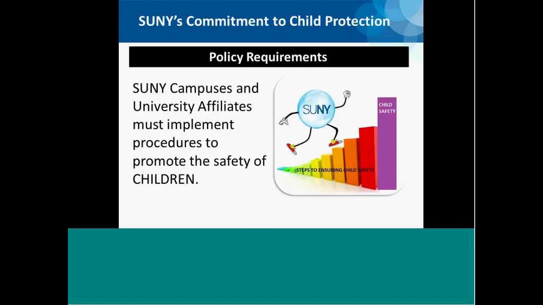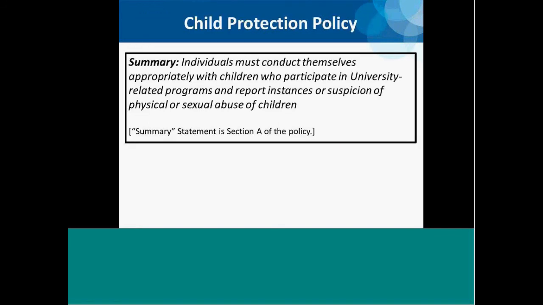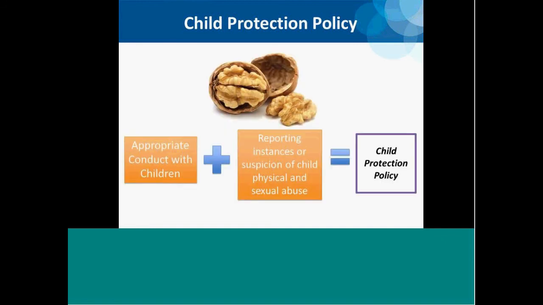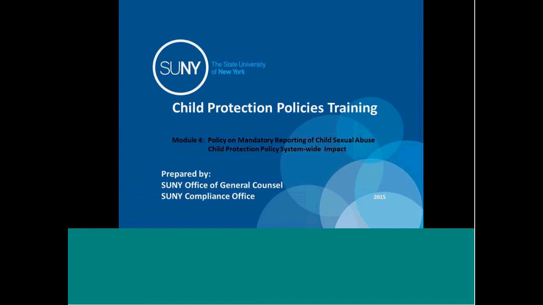The policy requires that SUNY campuses and university affiliates implement procedures to promote the safety of children. The policy summary is, individuals must conduct themselves appropriately with children who participate in university-related programs and report instances or suspicion of physical or sexual abuse of children. In a nutshell, the Child Protection Policy requires appropriate conduct with children and reporting of instances or suspicion of child physical and sexual abuse. This concludes Module 4.